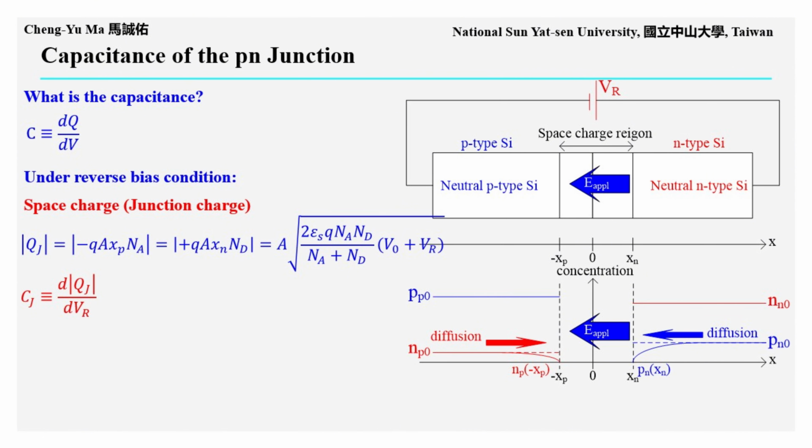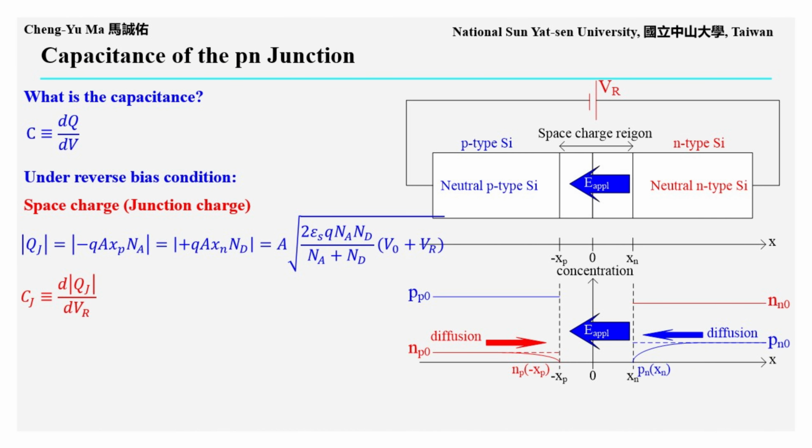Therefore, under reverse bias, the change in space charge caused by a change in voltage is defined as the junction capacitance, Cj. Cj equals the derivative of Qj with respect to VR. The capacitance discussed here is the capacitance generated by an AC signal. It is the capacitance effect produced by applying an additional AC signal on top of a DC bias condition.